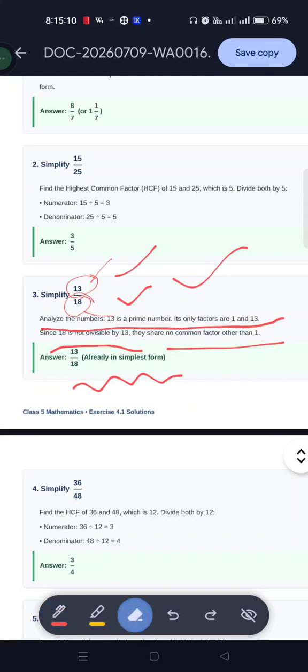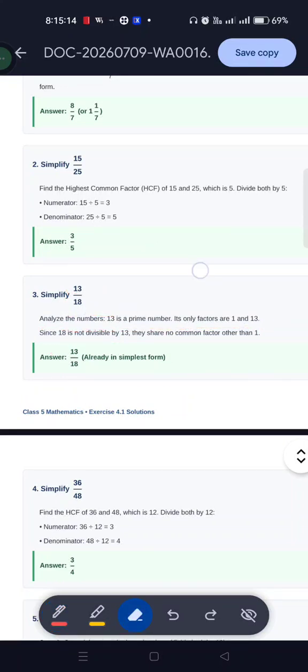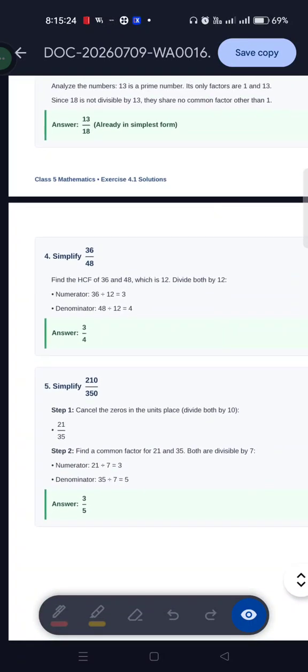So now move on to the next question. I will also share this PDF with you. Those students who have not completed this work in class can take help from this PDF.